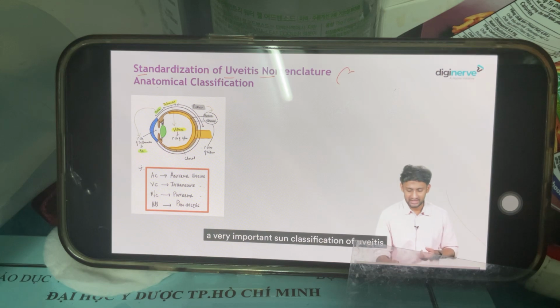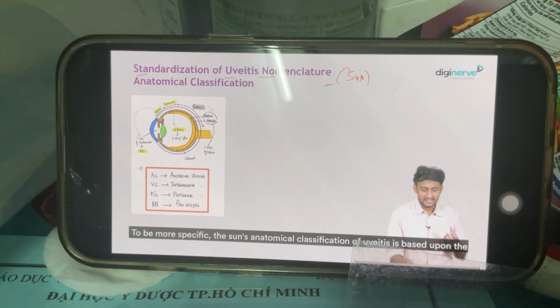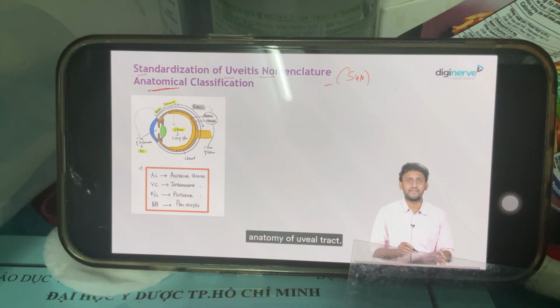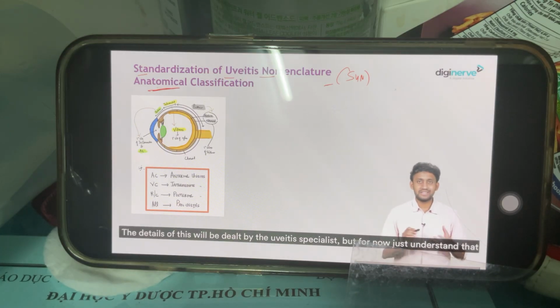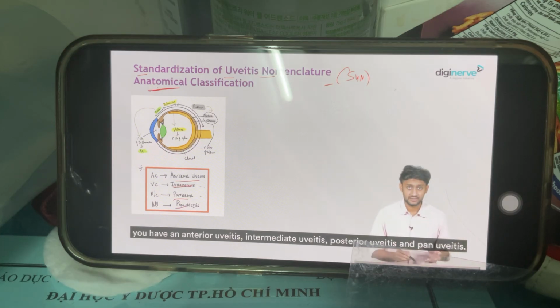A very important SUN classification of uveitis. To be more specific, the SUN anatomical classification of uveitis is based upon the anatomy of the uveal tract. That is why you have to consider it very important. The details of this will be dealt with by the uveitis specialist, but for now just understand that you have anterior uveitis, intermediate uveitis, posterior uveitis and panuveitis.